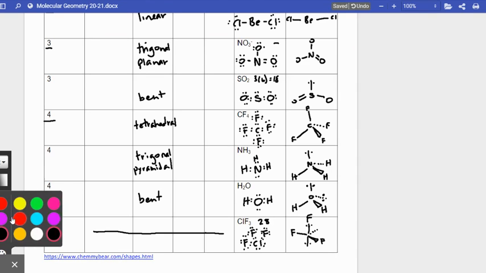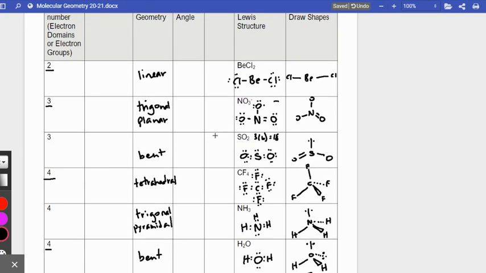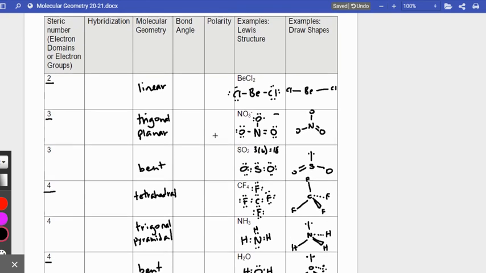Okay, so that is it for shapes and the names of those shapes. We're going to look at the polarity and hybridization and bond angle next.